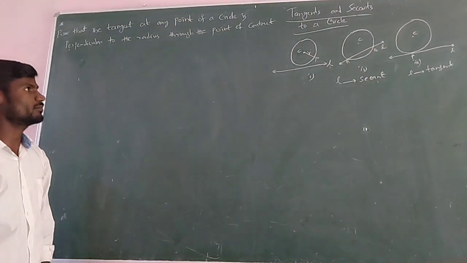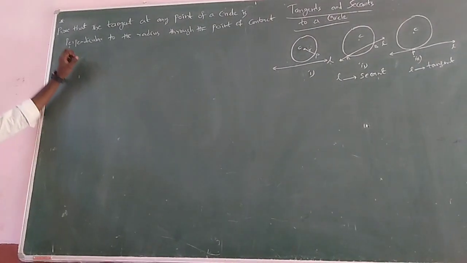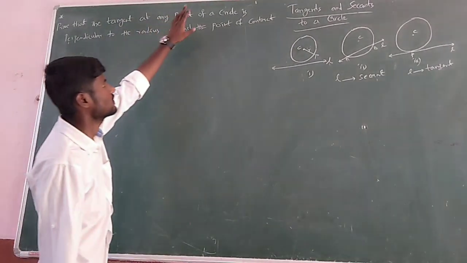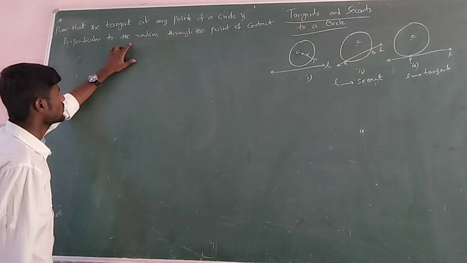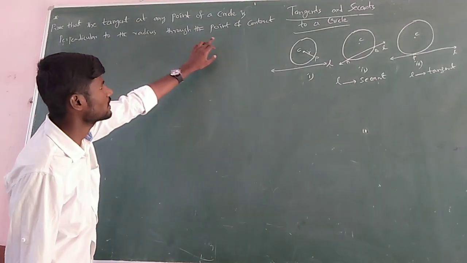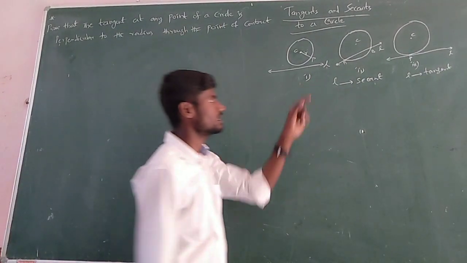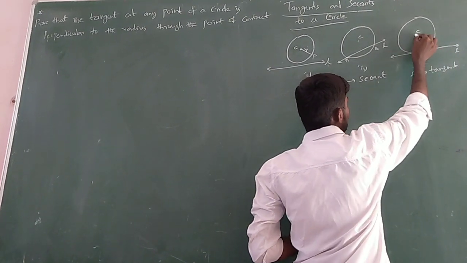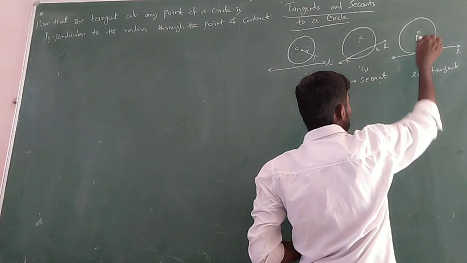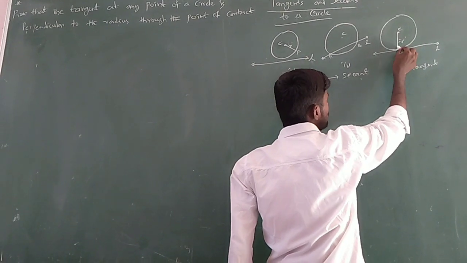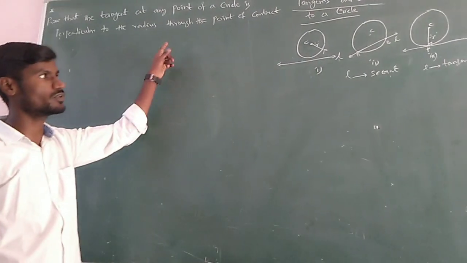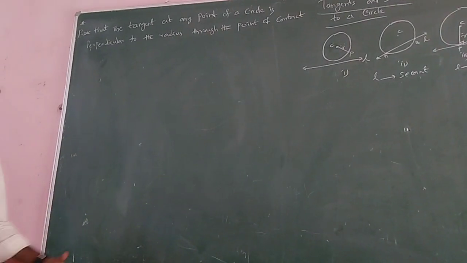Now coming to the main theorem in this chapter: prove that the tangent at any point of a circle is perpendicular to the radius through the point of contact. Suppose we consider here center C and point of contact P, then the distance between C and P is said to be the radius. This radius is perpendicular to the tangent L. This is the theorem we are going to prove. We have to prove that. So let us see here.